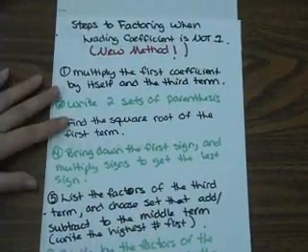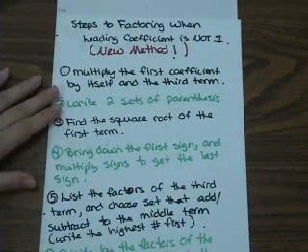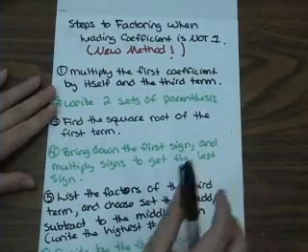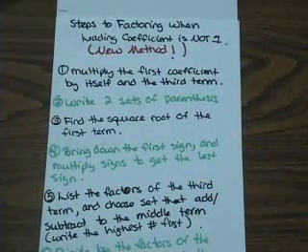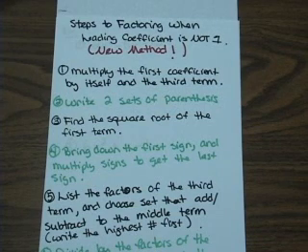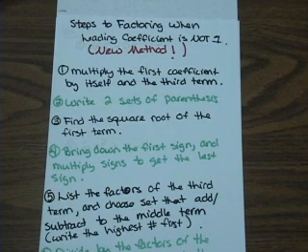Now, here are the actual steps. We're going to use some of the steps that we used when we were factoring trinomials where the leading coefficient was 1 and add a few more. So, the first step is to multiply the first coefficient by itself and by the third term. This is how we're changing the trinomial.